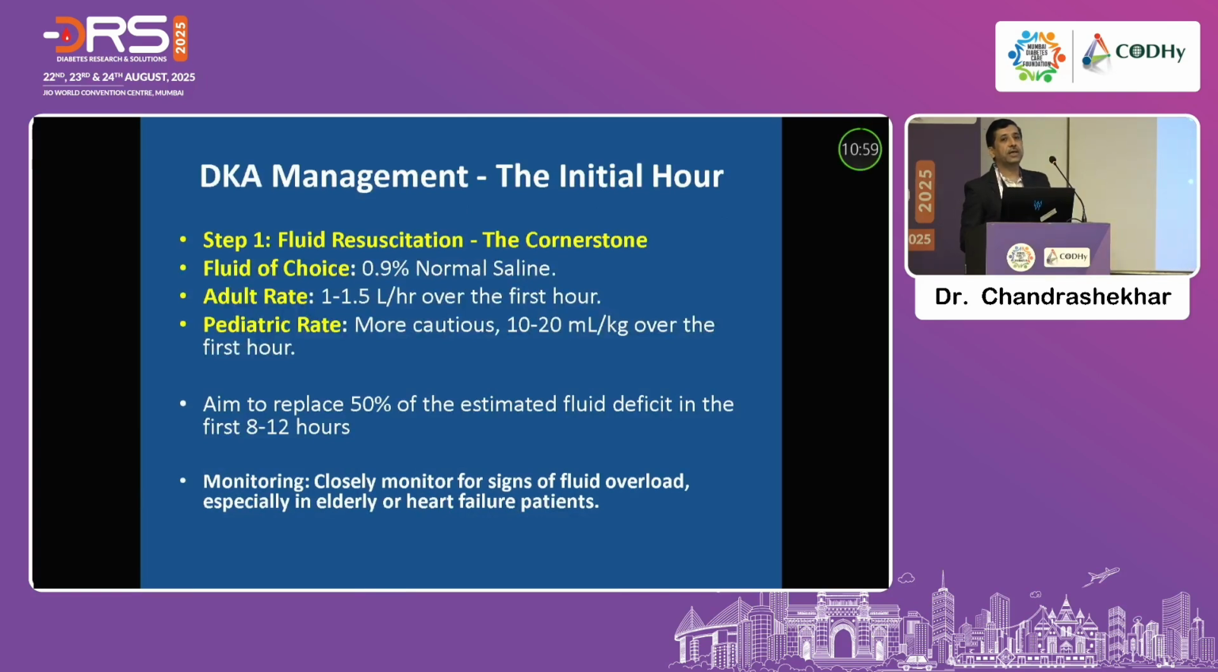First and foremost is fluids. Many times an RMO or a duty doctor sees a value of 550 or 400 and is stuck on insulin. But insulin is not the first modality. The first is only fluids. Fluid resuscitation is the cornerstone of DKA management, and the fluid of choice is 0.9% normal saline. The first fluid is normal saline for the first 2 hours, 1 to 1.5 liters per hour for the first hour. That has got to be the dictum. In any patient of DKA, don't start insulin immediately. We need to give at least 1 to 1.5 liters in the first hour.